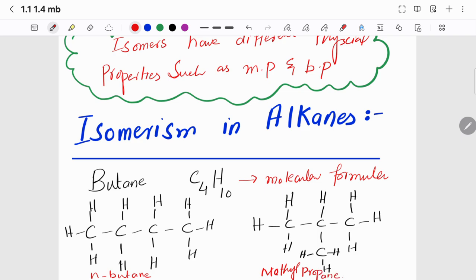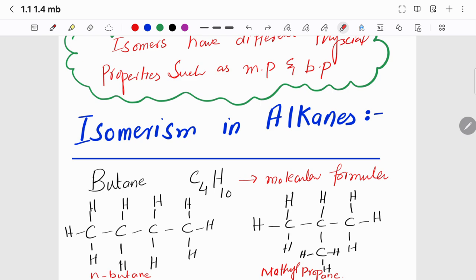Now look at the naming. Methyl propane. So one methyl group is attached here. You can see this is one methyl group and it is attached to carbon number 2. And the straight chain has 3 carbon atoms, so it would be propane. So the name is methyl propane. While here all the 4 carbon atoms are attached in a straight chain, so the name is n-butane.